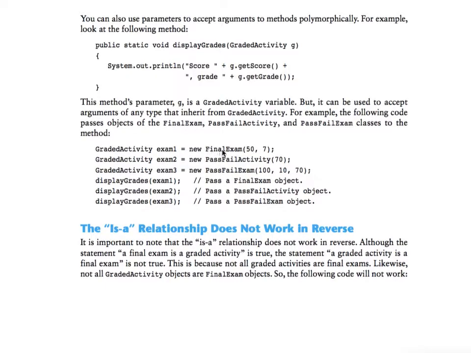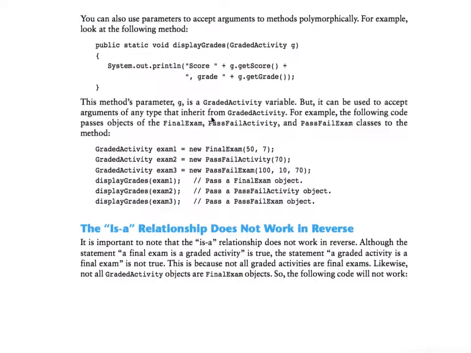Exam 1 will point to a final exam object. Exam 2, which is a graded activity reference variable, will point to a pass-fail activity object. Exam 3, which is a graded activity reference variable, will point to a pass-fail exam object. Now I say display grades exam 1. What's going on here? Well, take a look.